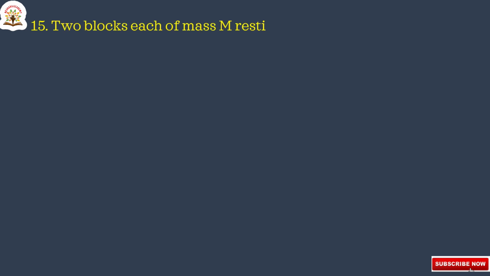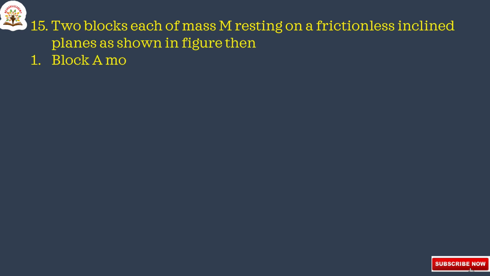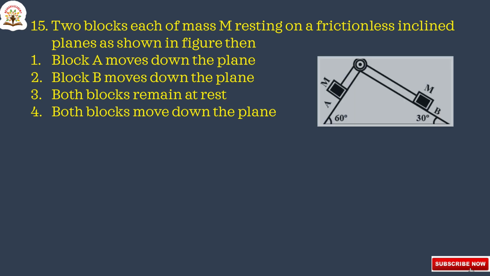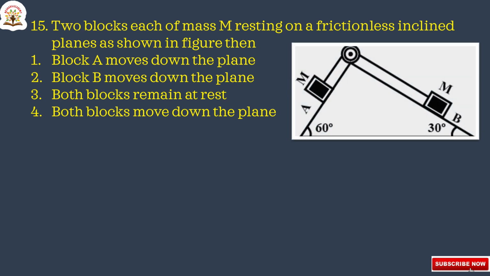15th one. Two blocks each of mass m resting on a frictionless inclined plane as shown in the figure. Then block A moves down the plane, block B moves down the plane, both blocks remain at rest, or both blocks move down the plane. See the figure? See, this is the figure. In this, two blocks each of mass m, resting on the frictionless inclined planes. Now let us go to the solution.